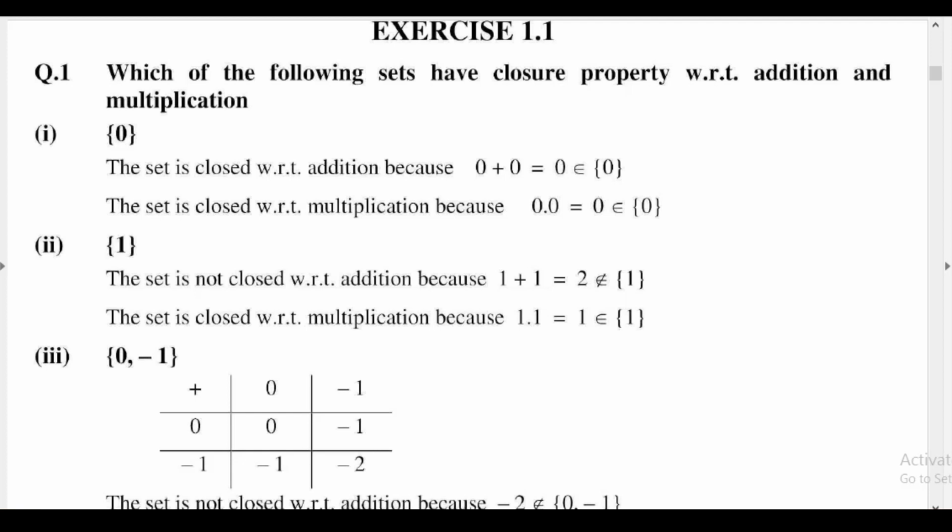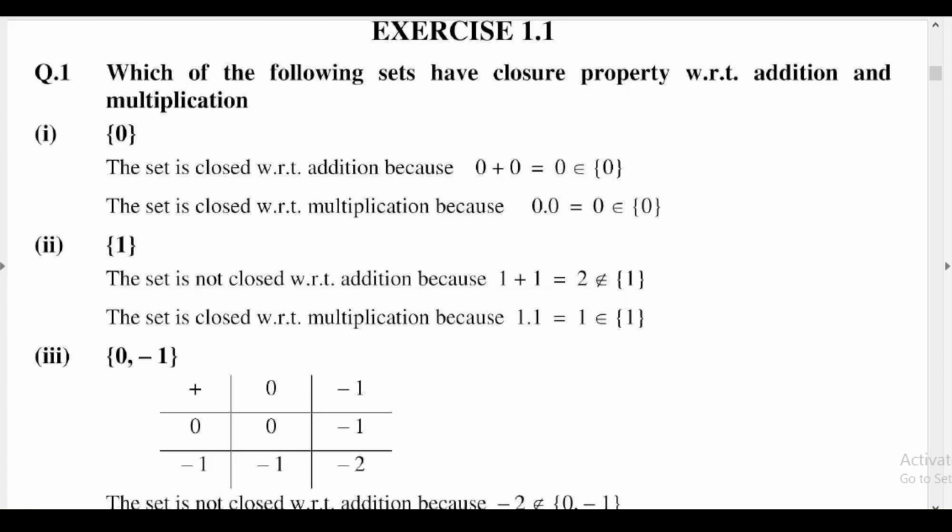Second part, set {1}. This set is not closed with respect to addition because 1 plus 1 is equal to 2, so 2 does not belong to set {1}. Next, multiplication. This set is closed with respect to multiplication because 1 multiplied by 1 is equal to 1, so 1 belongs to set {1}.